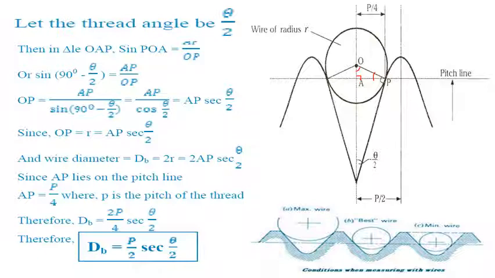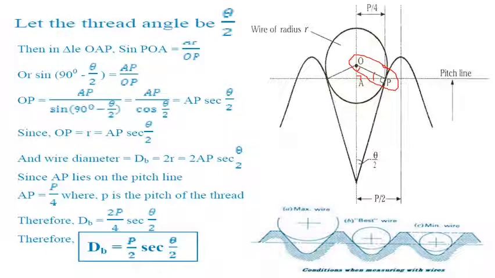So what is OP here? OP is the radius of the wire. So OP can be rewritten as R, which is equal to AP into secant of theta by 2. Further, the wire diameter dB is given by 2 times r, which is equal to 2 AP into secant of theta by 2.